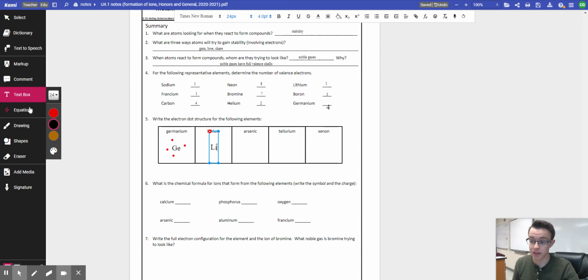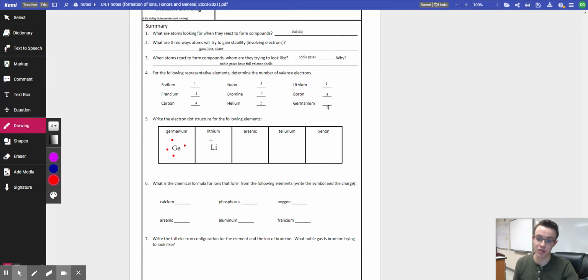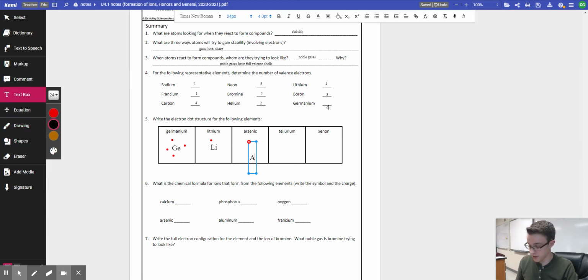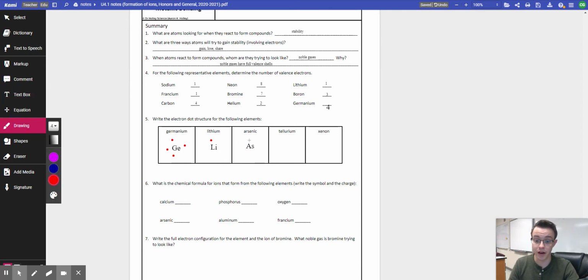Lithium is Li, and it has 1 valence electron. So I'm just going to draw 1 dot, and it doesn't matter what side you put the 1 dot on. Arsenic, that is in group 5A. Its symbol is As, and because it's in group 5A, it has 5 valence electrons. So I'm going to draw 5 dots. 1, 2, 3, 4, and the 5th one just gets doubled up now. 5. Boom, there you go.